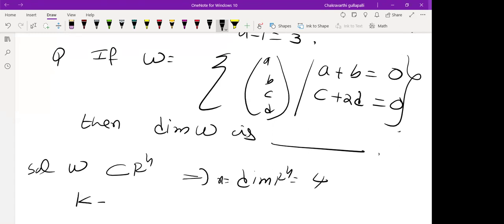How many independent restrictions? What is meant by independent? No variable is common. Here A, B are there. Here A, B are not there; C and D are there. So if there are no variables common, then they are called independent restrictions. Here, even if A is there or B is there or both are there, then it is not independent. So here no variable is common between the conditions. So how many independent restrictions? 2. Therefore, the dimension of W is n minus 2.